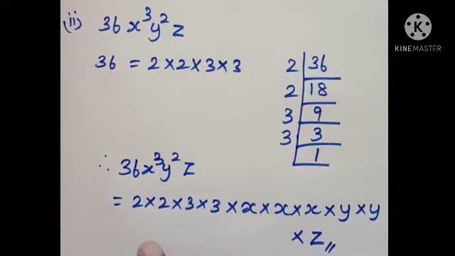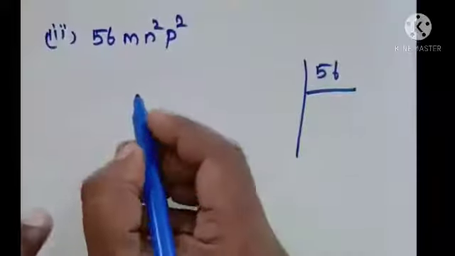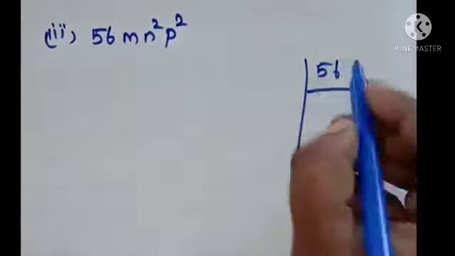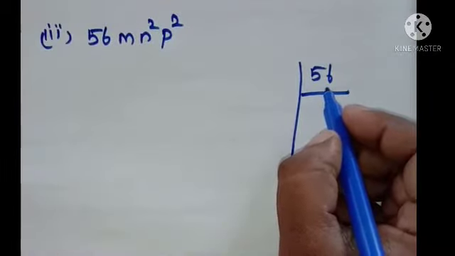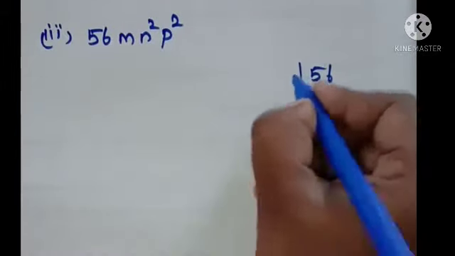So we can express the given expression as a product of its factors. The next one is 56 mn squared p square. Now we can find the factors of 56 by using prime factorization.